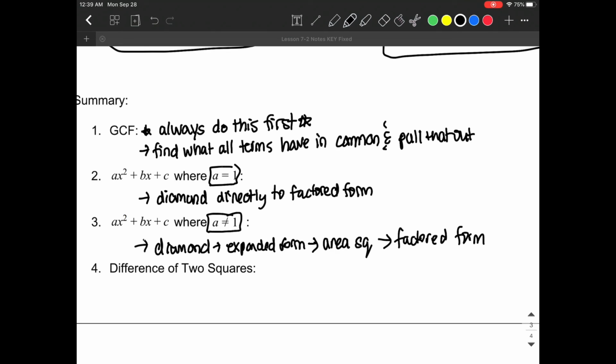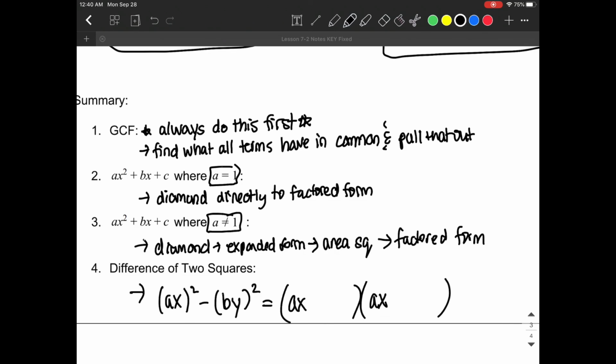And then the last thing, difference of two squares. If you have ax squared minus by squared, that's going to break down into the first term in your parentheses in factored form is ax. It's the first thing being squared. The second term is going to be by. In one, you'll have addition, and then in the other, you'll have subtraction.